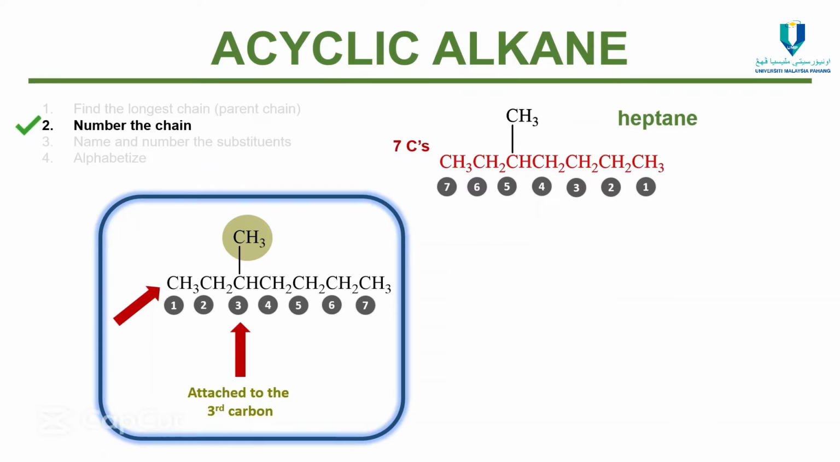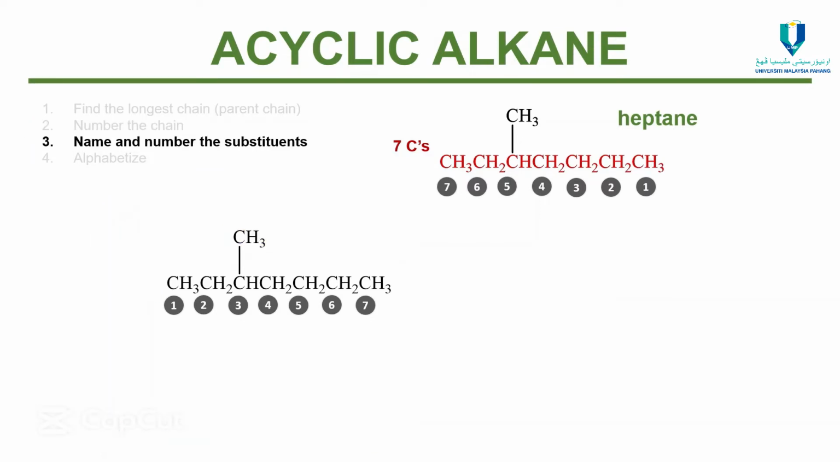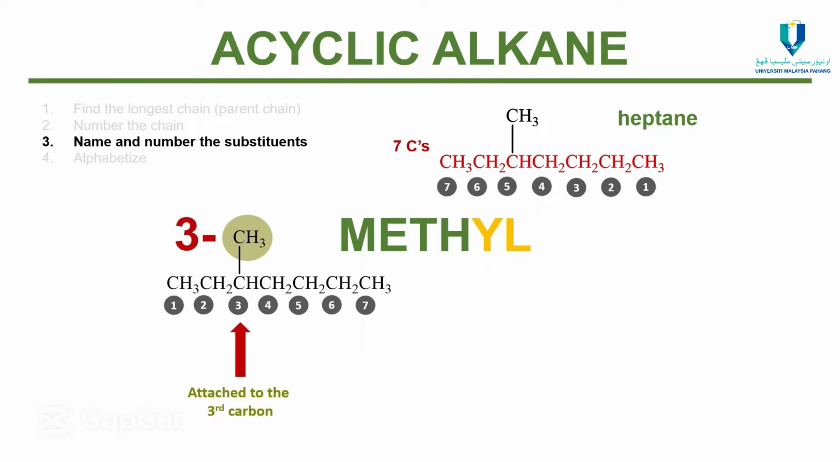Let's proceed with the third rule, which is you have to name and number the substituents. So in this case, we have alkyl group with 1 carbon. So 1 carbon is methyl. So now we have to number the substituents. So methyl attached at carbon number 3. So it will be 3-methyl. So now we fulfill the third rule.